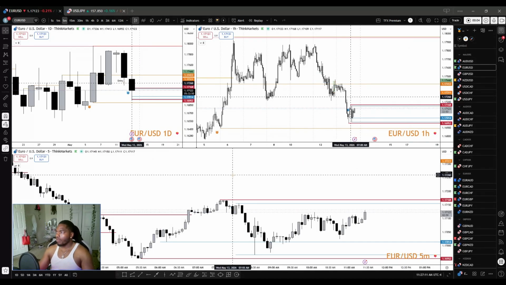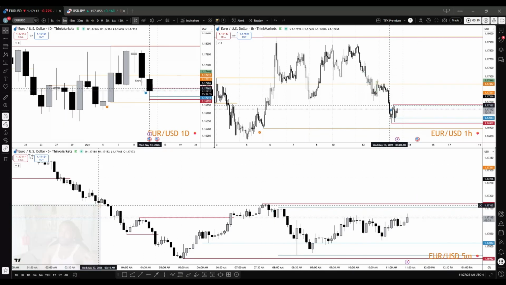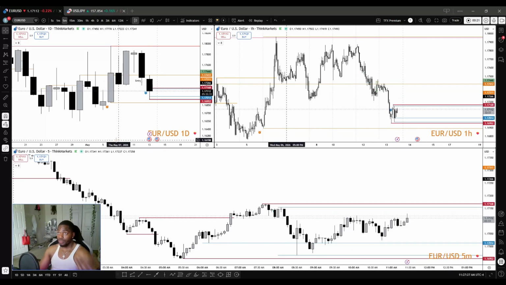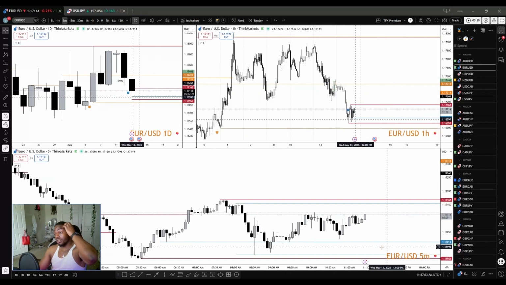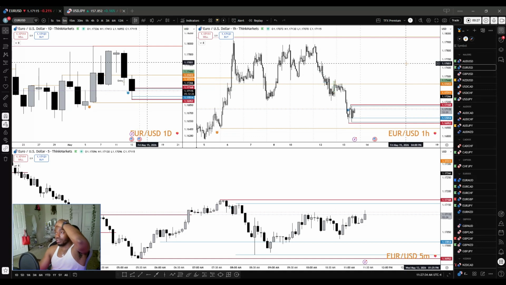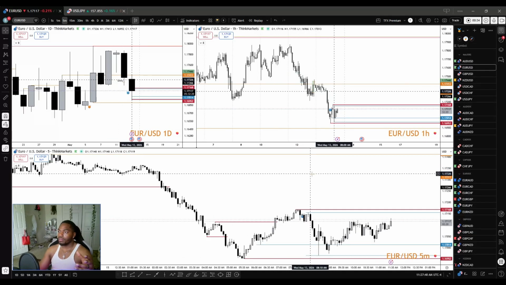As you can see on my chart, I've got three different charts open right now. At the top, we've got the daily. Over on the right, at the top, we have the 1 hour, and at the bottom, we have the 5 minute. The reason I have it like this is to explain what I do and how I do it. I could explain this little teeny tiny trade right there just based off of having multiple time frames open.